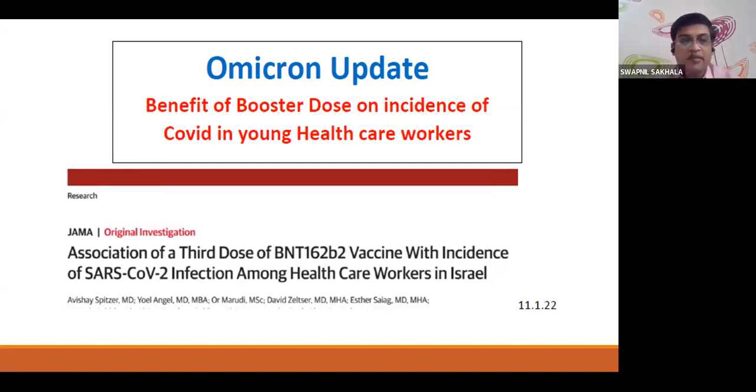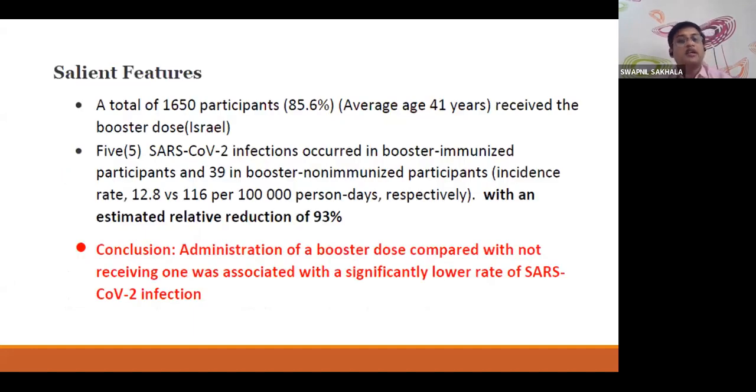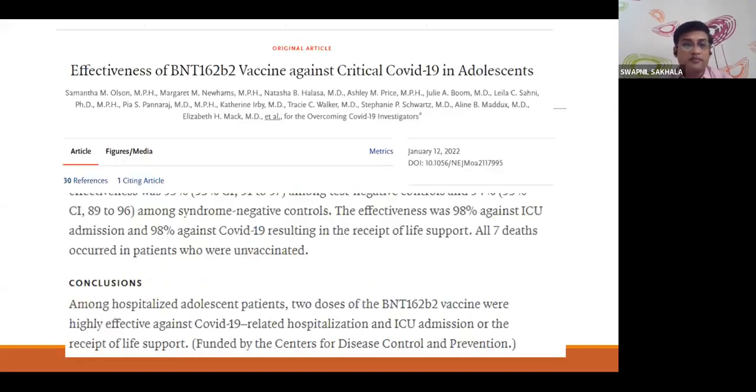This is published in JAMA, where 650 participants were there. Average age was 41 years, who received a booster. And they noticed that among those who received the booster, there is a relative reduction of COVID-19 infectivity by 93%. So administration of the booster dose significantly reduces your viral burden in your body by 93%. This is about all the young adults.